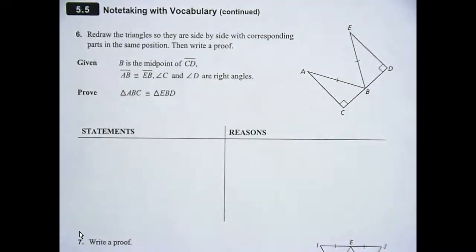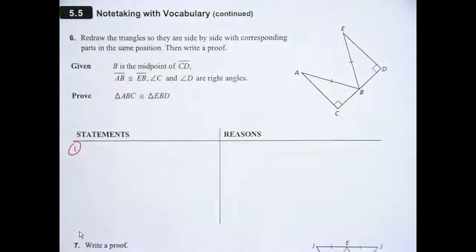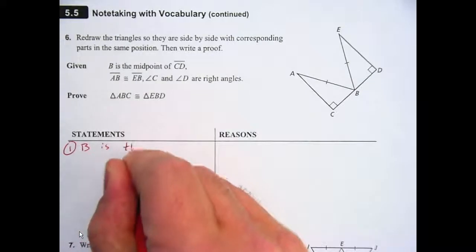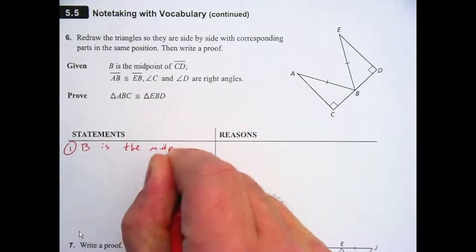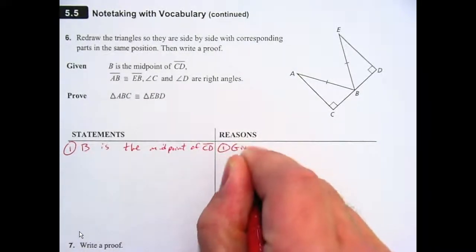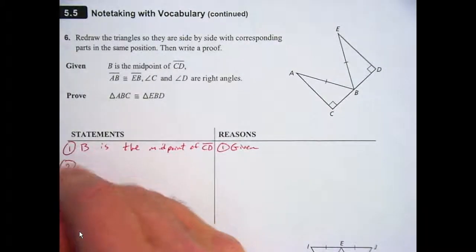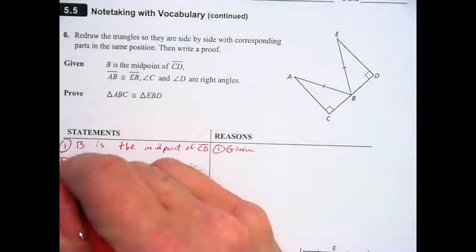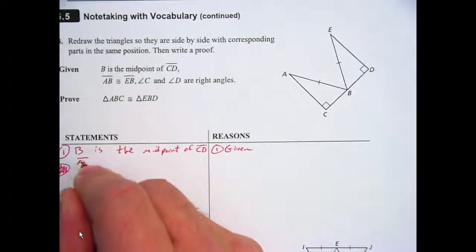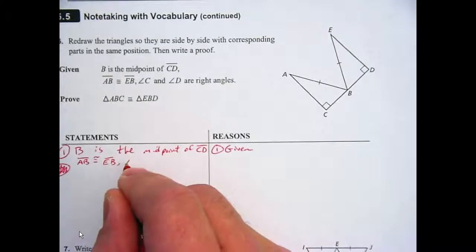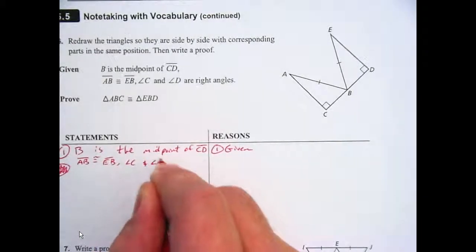Someone from the back row, what do you got? First statement. Brendan, what do you got? Yeah, we have the given. B is the midpoint of CD. All right. Okay. What's the second one? You know, I forgot part of my given here. Let me finish that and then I'll get that from you. AB is congruent to EB and angle C and angle D are right angles. All right.